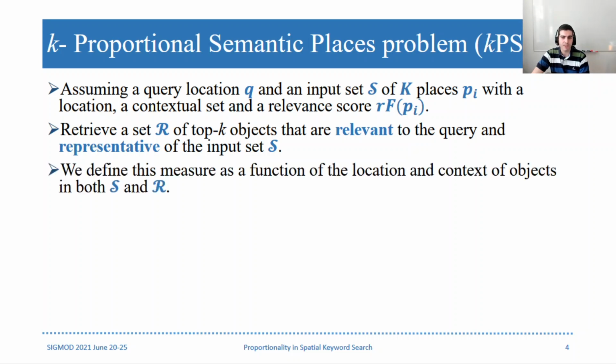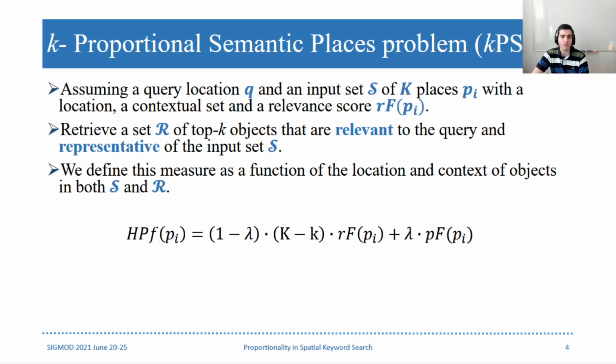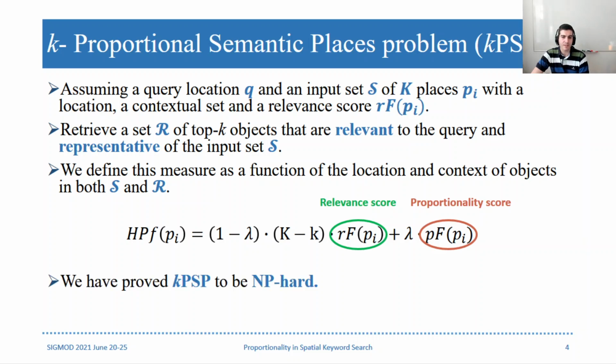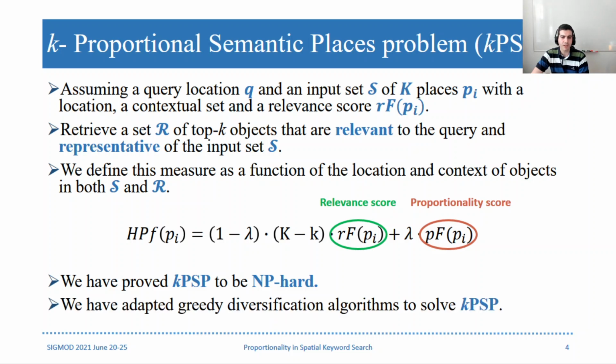To measure this property, we define the holistic proportionality score, which is dependent on the location and context of places both in the input set and in the result set, and is a weighted average of the relevance score of a place and its proportionality score. We have proved that the problem of finding the subset R of places with the highest HPF score is NP-hard. For this purpose, we have adapted already existing grid diversification algorithms to create a proportionality framework and solve KPSP.